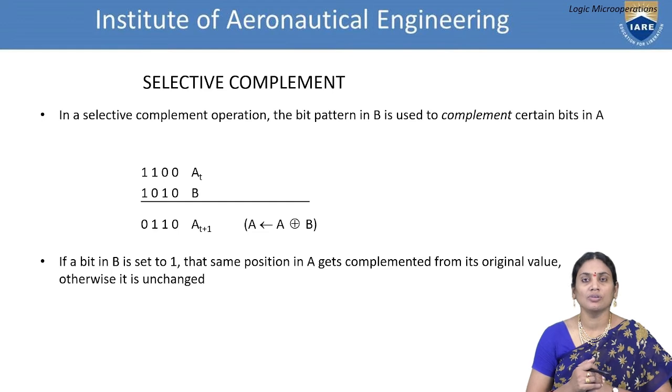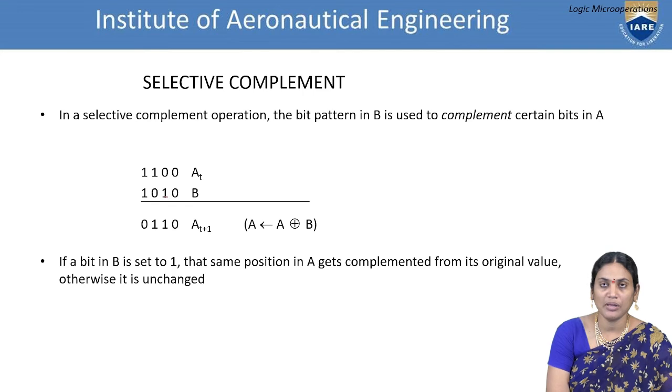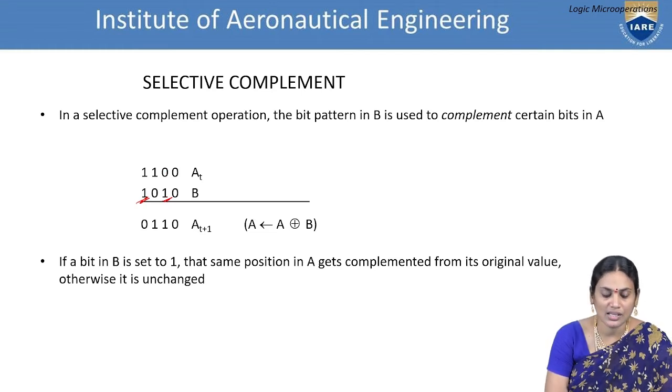Now the next one is selective complement. What do you mean by selective complement operation? Here also we perform the same case. We complement only certain bits in A with respect to the B position. If any bit in B is set to 1, then that position in A will get complemented from the original value. In the same example, here 1 is there and here 1 is there. The corresponding positions in A will get complemented. As I found the MSB is 1, the corresponding position in A is 1, so now it gets complemented to 0.